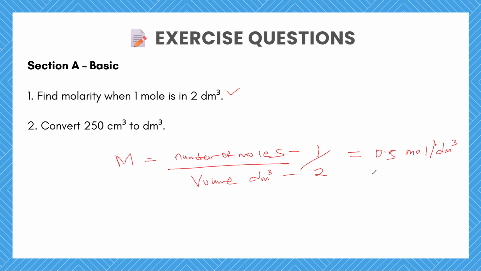Easy peasy. Number 2 says convert 250 cm cube to dm cube. So how do we do that? To convert from cm cube to dm cube, what we simply do is divide the volume in cm cube by 1000, because 1000 cm cube is what makes 1 dm cube. So that explains why that division is necessary.